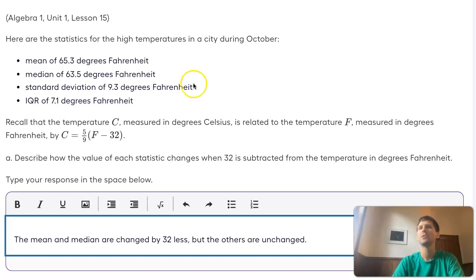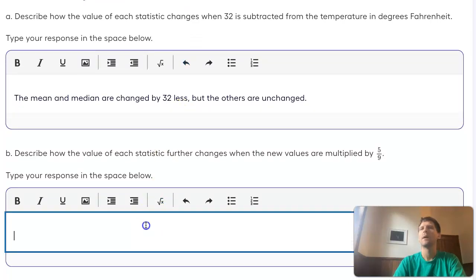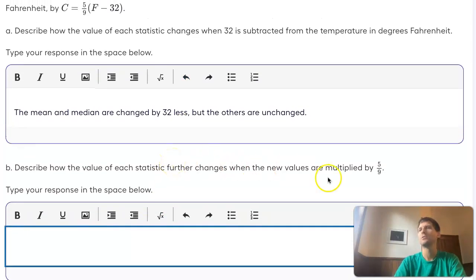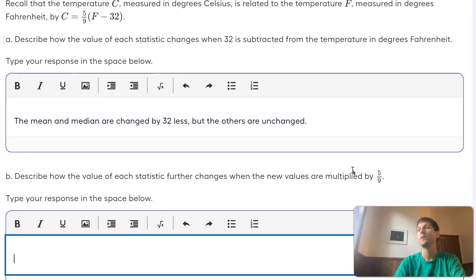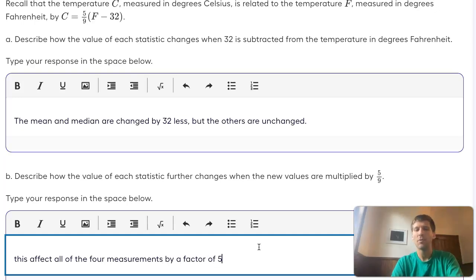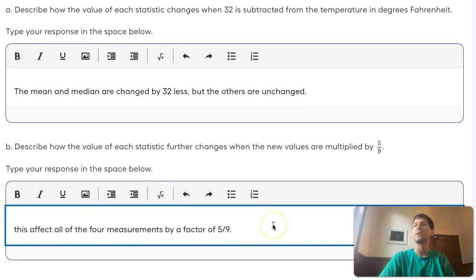Okay, so let's go to the next one. Describe how the value of each changes when they're multiplied by 5/9. Well, if you think about it, if every data point in our data set is multiplied by 5/9, they all become a little bit less, but also the difference between them becomes less. So this would affect all four measurements by a factor of 5/9, meaning they're all going to be 5/9 times what they would be.